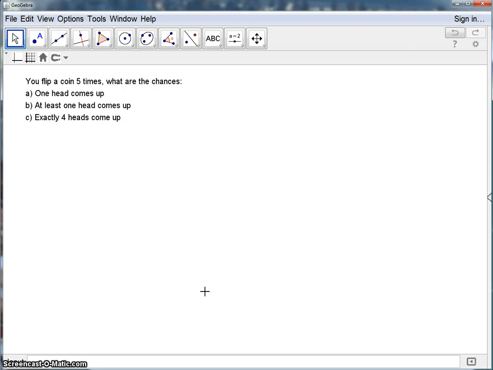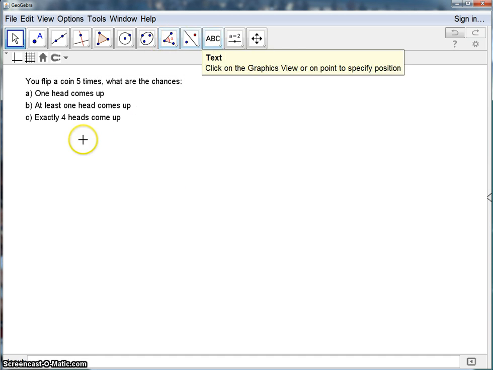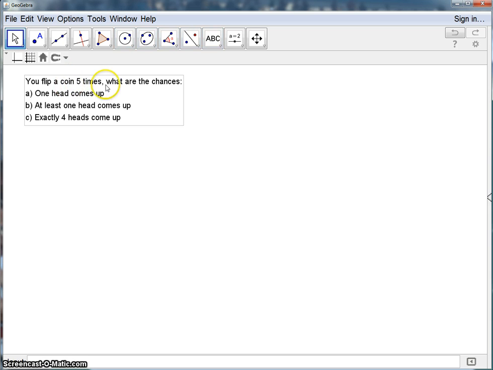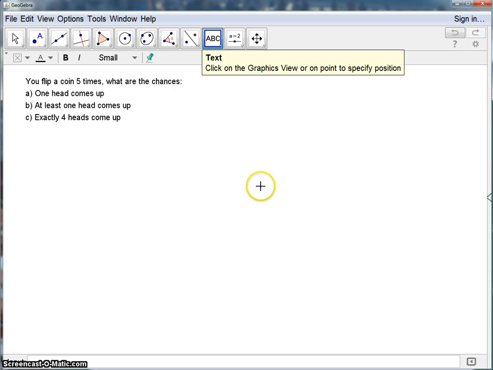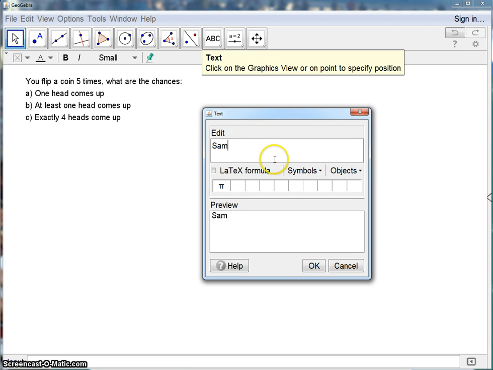Okay, so I got some questions about these coin flipping ones, and what are the chances that different outcomes actually occur. So we want to go through this one. How do you approach a question like this? Let's start with the idea that we flip the coin 5 times. We're going to start with a question like this by defining our sample space.